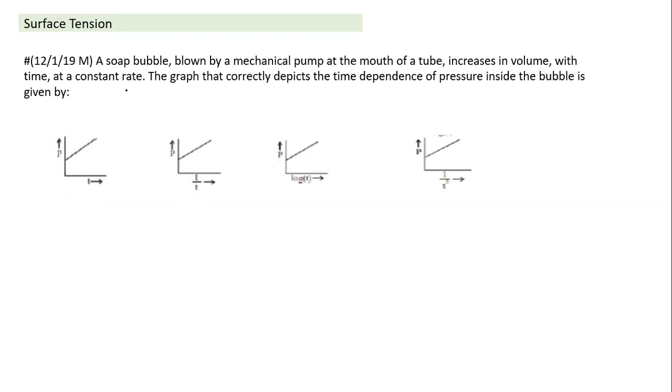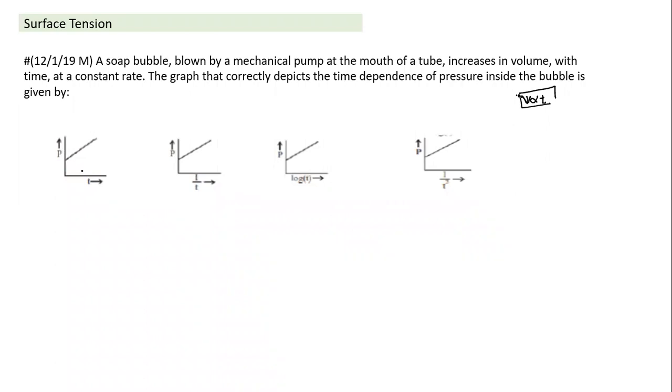Volume is a direct linear function of time. So whenever you say volume increases at a constant rate, volume is directly proportional to time. Now the question asked here: which of the following graphs correctly depicts the time dependence of pressure inside the bubble? So which graph shows pressure inside the bubble against time?